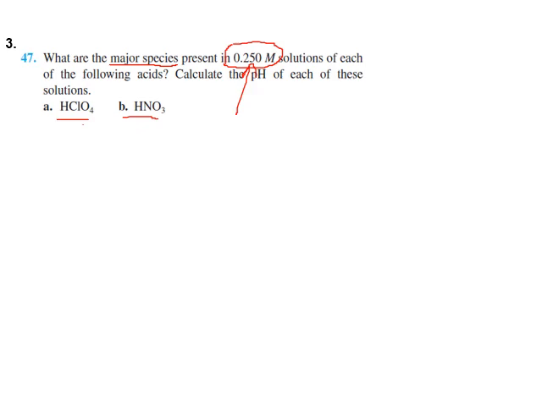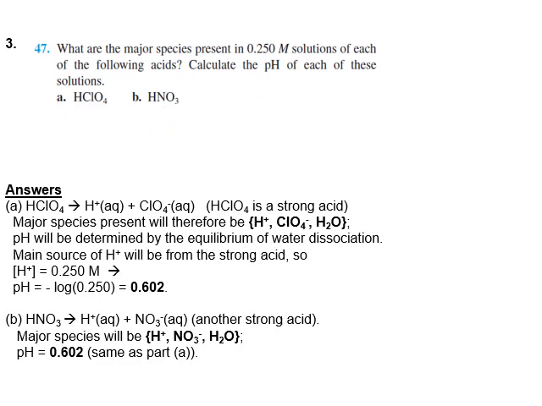But remember, we assume that they break up completely, so we assume that the concentration of H plus will be the same as the original concentration of the acid, which is 0.25. So we take minus the base 10 log of 0.25 for both of these, and whatever we get when we do that, we have the pH. Let's go to the next slide. And we should get the same answer for both, and we do.